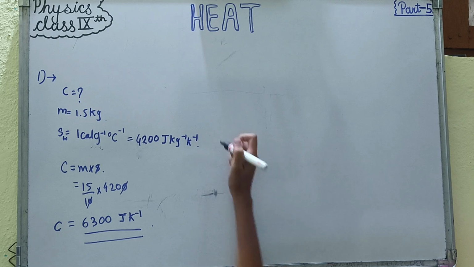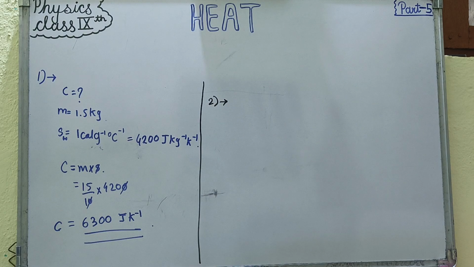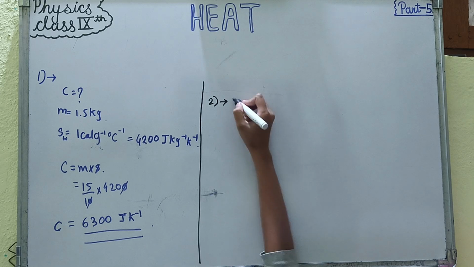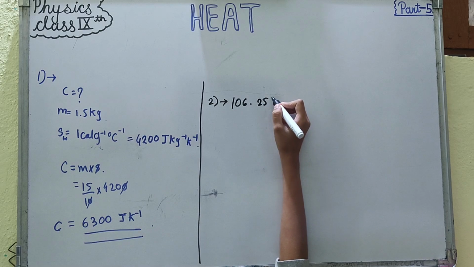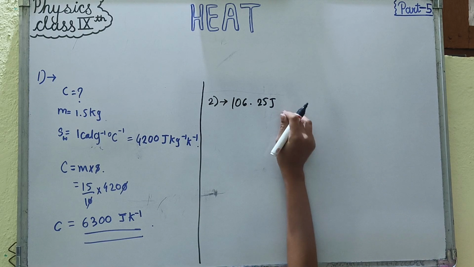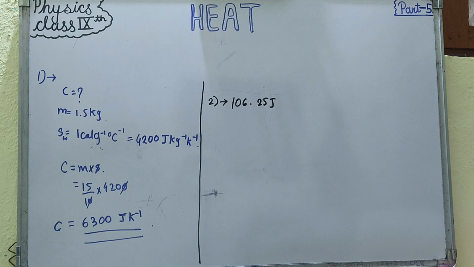One more question, let us solve. 106.25 joule of heat energy is supplied to a solid of specific heat capacity 0.85 joule gram raised to minus 1 degree Celsius raised to minus 1 to raise its temperature by 1 degree Celsius. What is the mass of the solid?